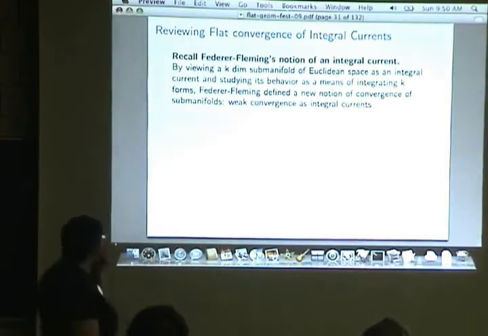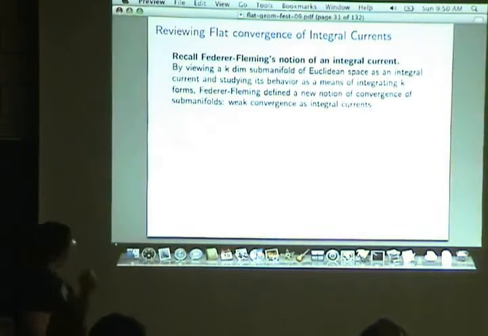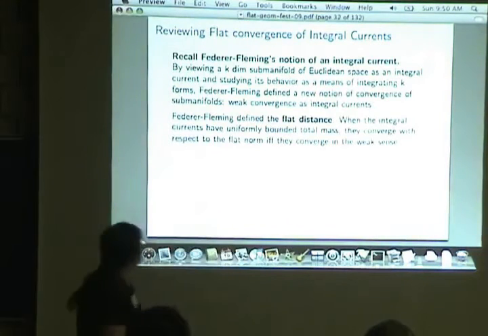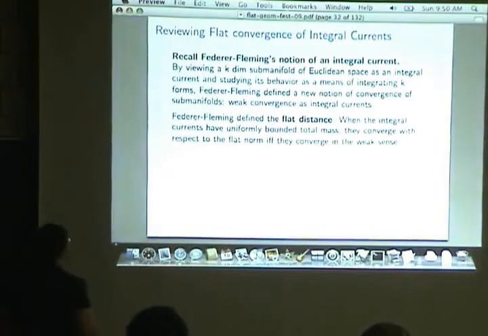Now Federer-Fleming. This is a repeat of the definition of the weak convergence.